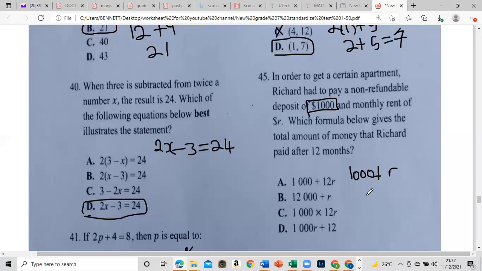Oh, for 12 months. Remember, each month you give R, so 12 times R. I didn't see the 12 months, guys. So I didn't see this, so it's actually 100 plus 12R. So you have to look at what more eyes, alright?